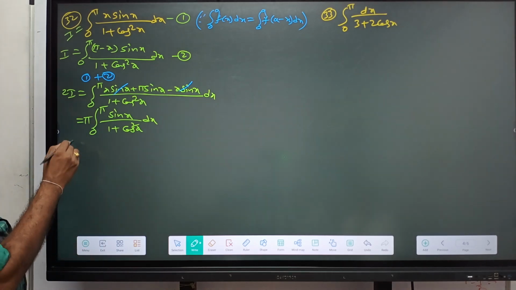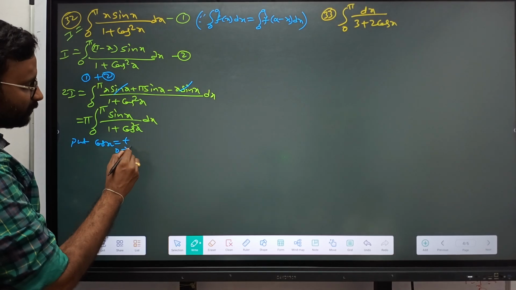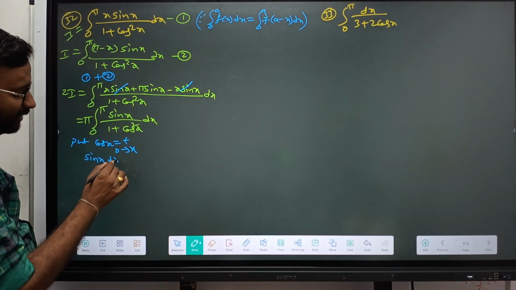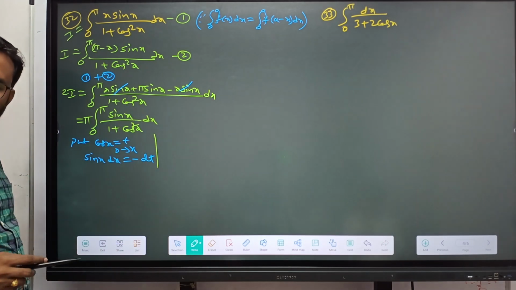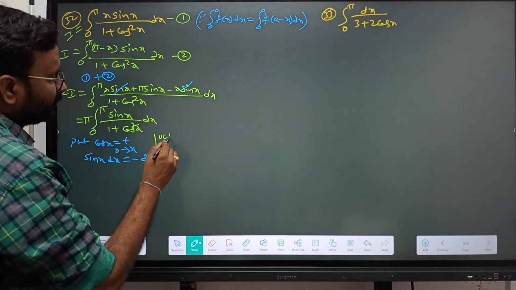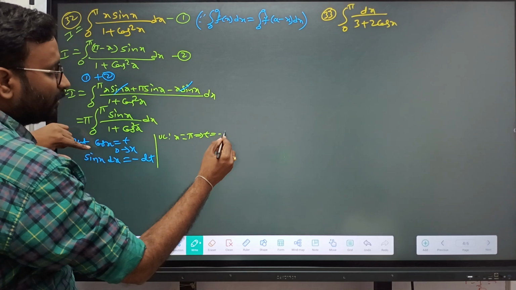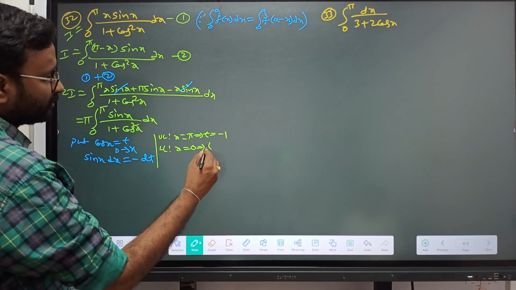Now simple. Put cos x is equal to t, differentiation with respect to x. Cos x derivative is minus sin x, but I am writing only sin x dx is equal to minus dt, and you need to change the limits also. Upper limit, what is x is equal to? Pi. Then what is t is equal to? Minus 1. It came earlier, right? Lower limit x is equal to what? 0. Then t is equal to what? 1.